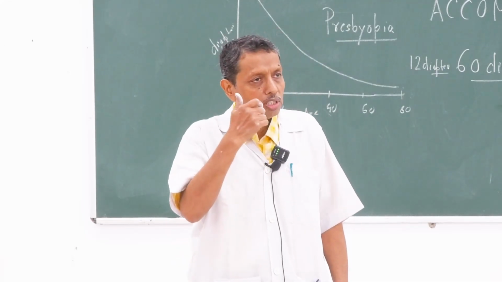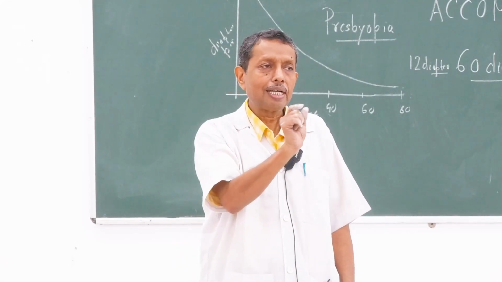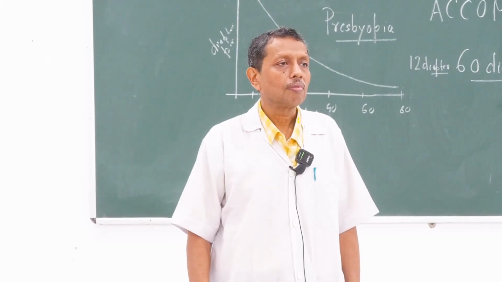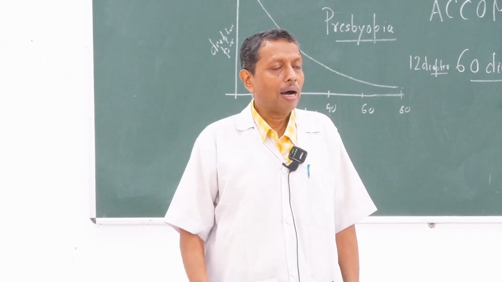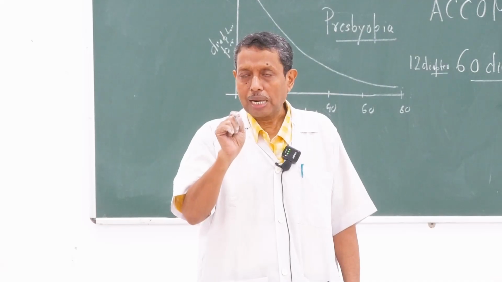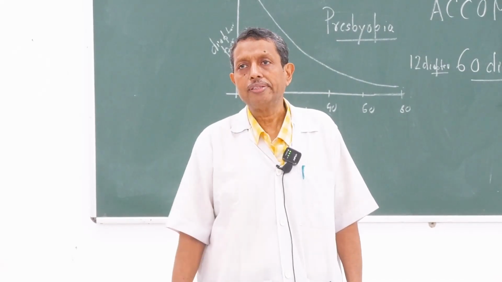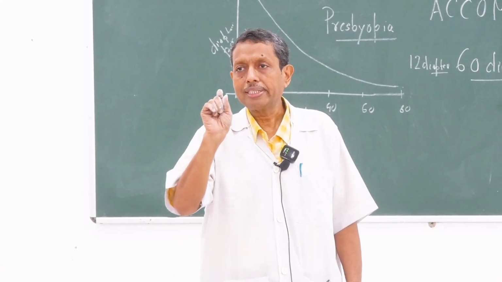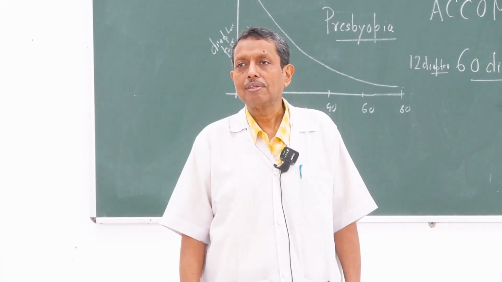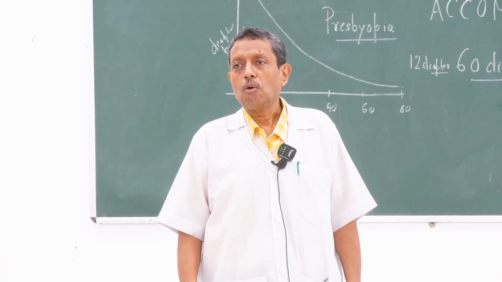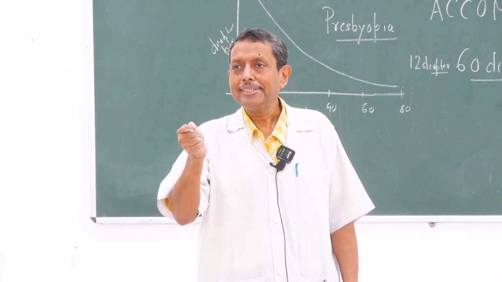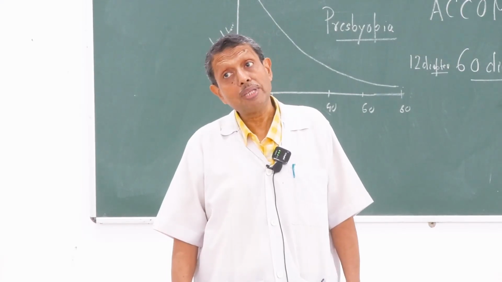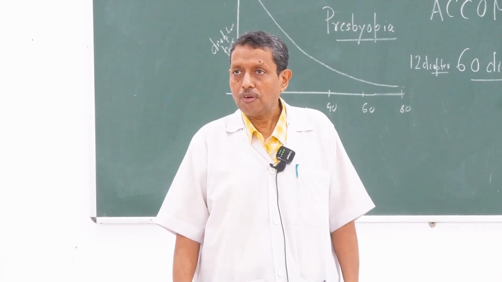You will say that if light falls on any eye, the pupil of that eye constricts. Direct light reflex: when light is thrown into the eye, there is constriction of the pupil of that eye, then that is the direct light reflex.